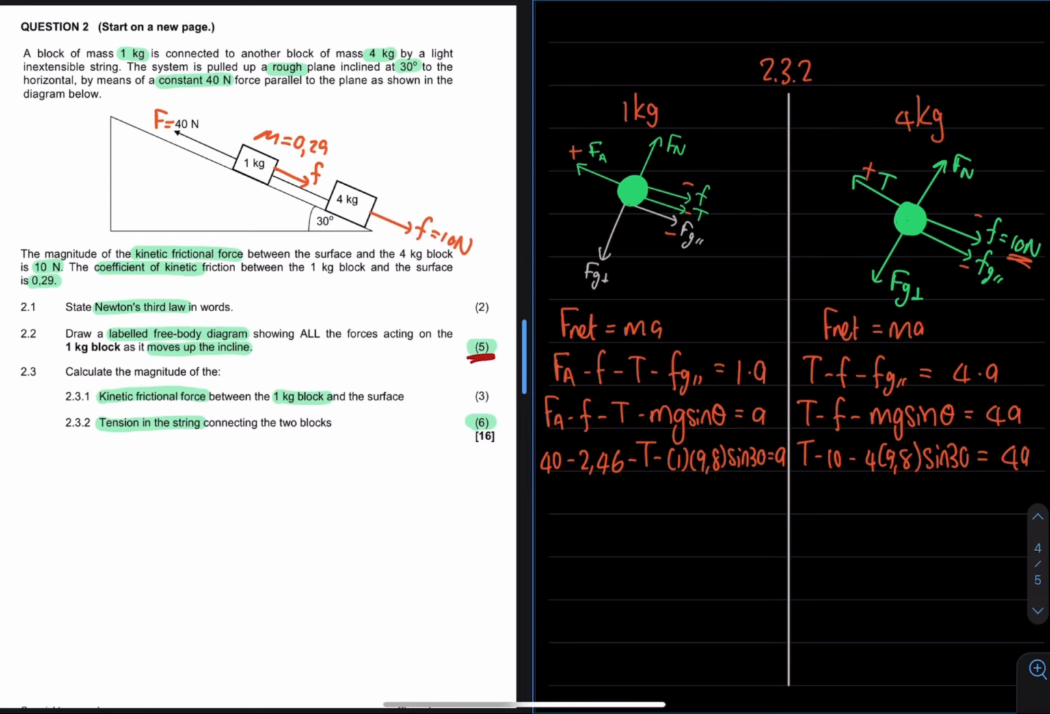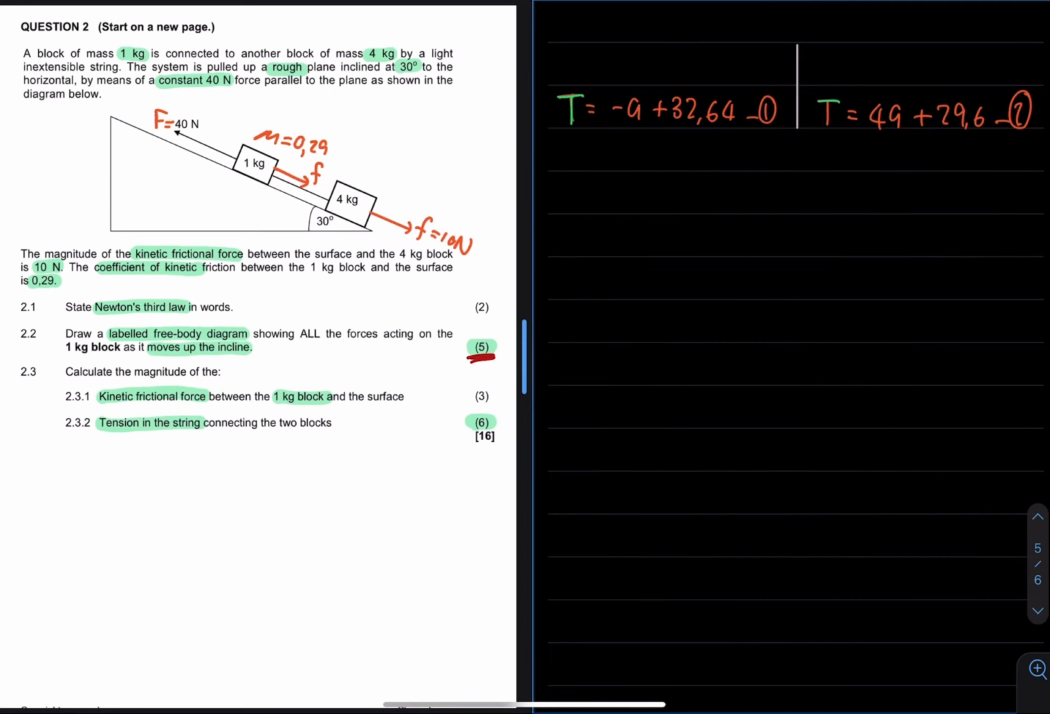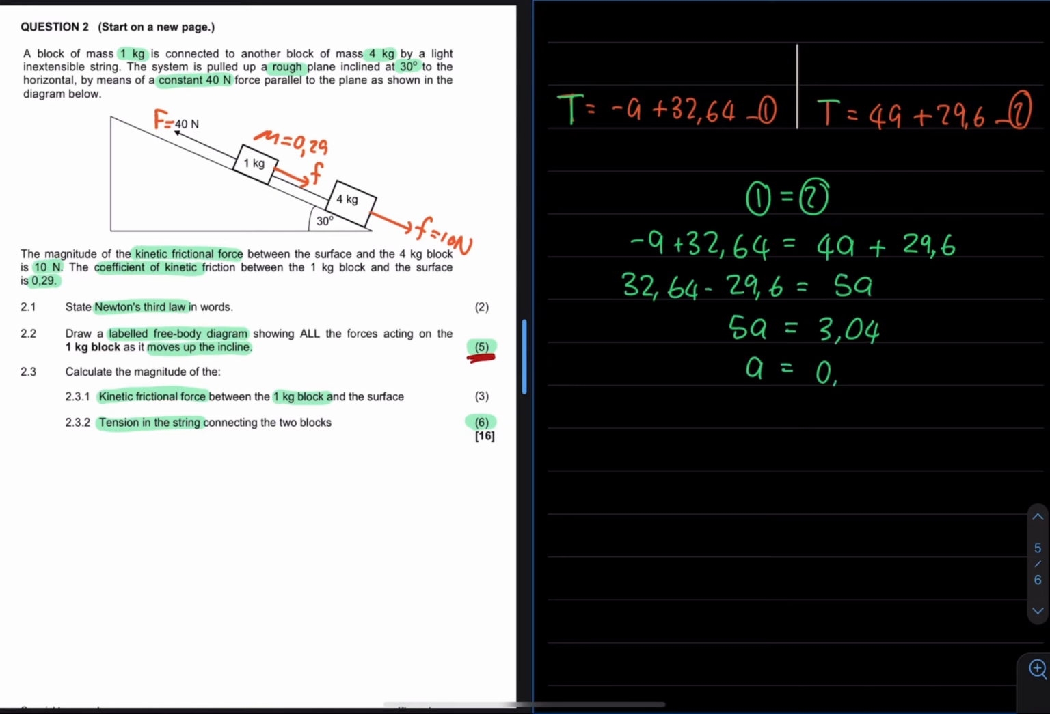Seeing as we have both tension as well as acceleration as unknowns in this problem, I will rewrite both equations in terms of tension. I can now call this equation 1 and equation 2. Seeing as tension would be the same for both bodies, I can set equation 1 equal to equation 2. Which gives an acceleration of 0.608.